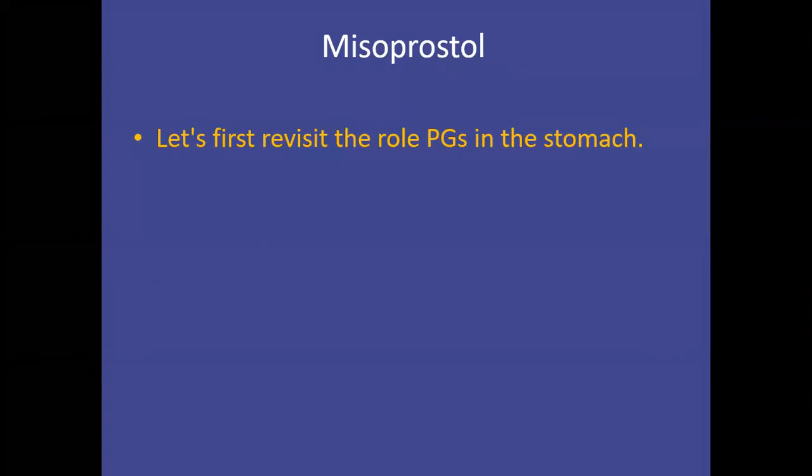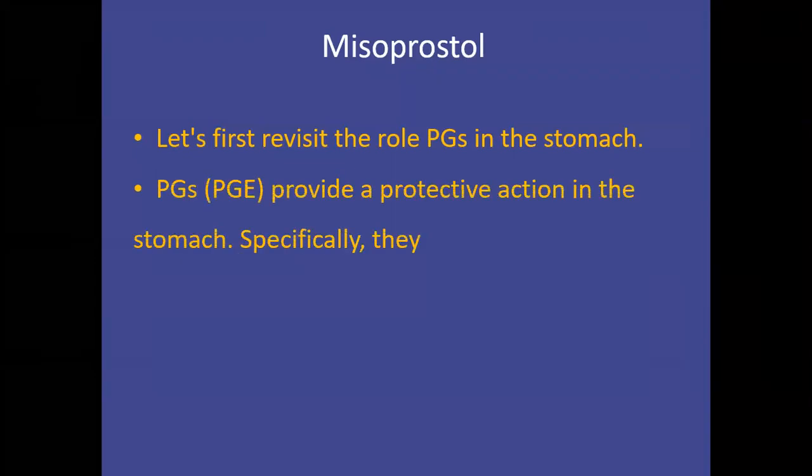Anyway, misoprostol. Let's first revisit the role of prostaglandins in the stomach. Do you remember the first slide after the learning objectives? I mentioned a balance between the offending factors and the defending factors. HCl and H. pylori are the offending, aggressive factors. On the right side, I mentioned bicarbonate, mucus and prostaglandins as the defensive factors. So prostaglandin is basically a defensive factor. Prostaglandin E2, and to some extent prostacyclin, prostaglandin I2, provides a protective action in the stomach.